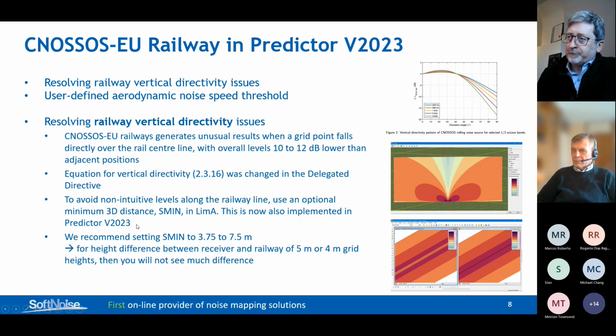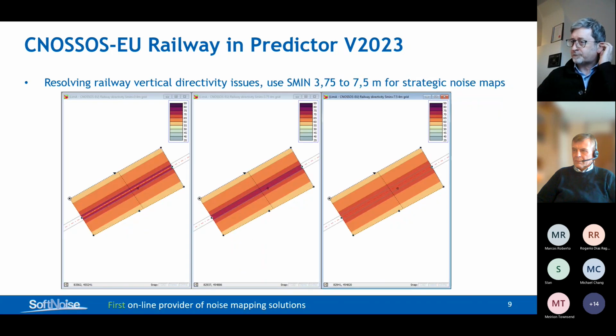If you use the SMIN, a minimum 3D distance, you set this, you can get graphs to look like this on the right-hand side. And normally when you make a full calculation, your SMIN is set to 0. And we now have the possibility to put this at 3.75 meters or 7.5 meters or any distance we wish. And if you put these values onto a grid of 4 or 5 meters above the railway, then you'll not see much difference on what you usually expect to see on contours. And I'll show you this on the next slide here.